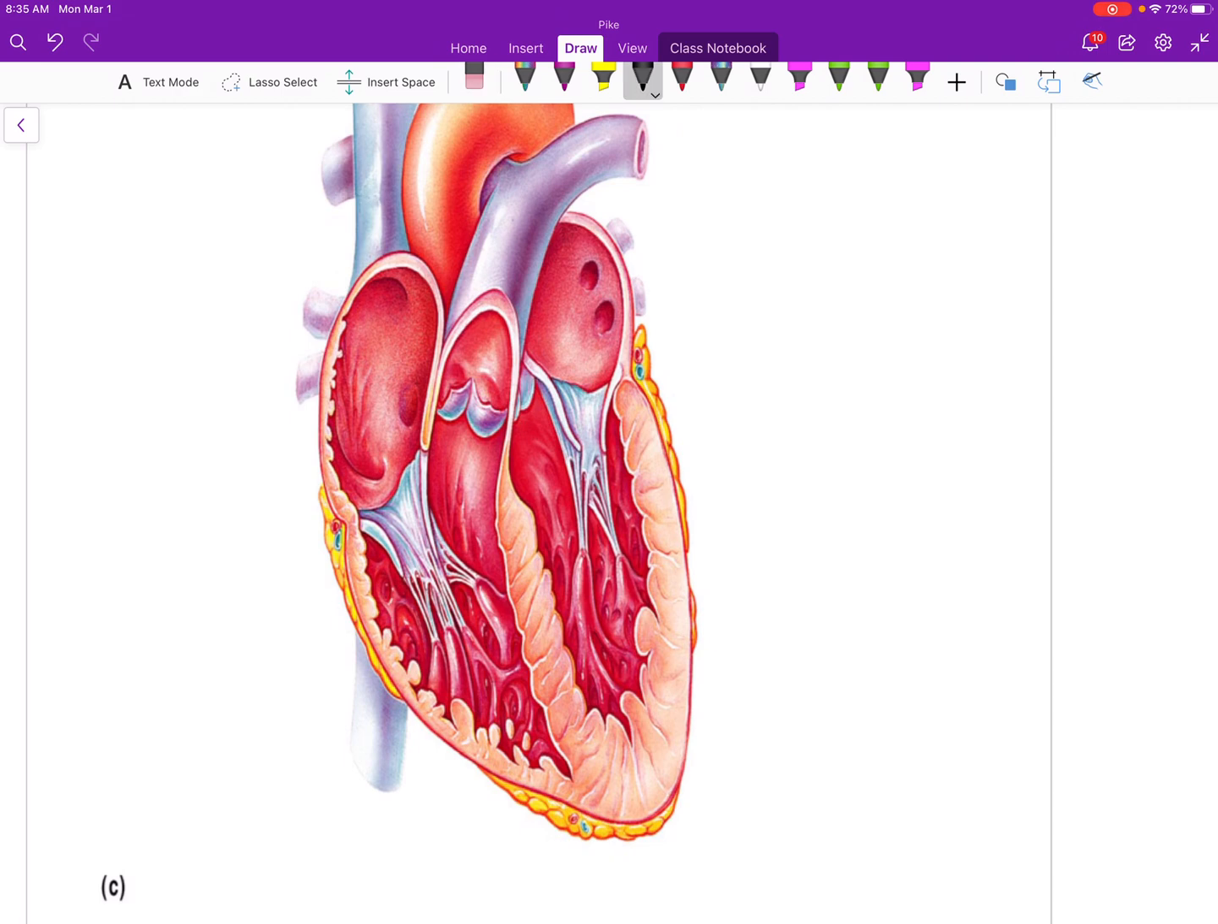So let's start over here on the left side. So right here is my left atrium.